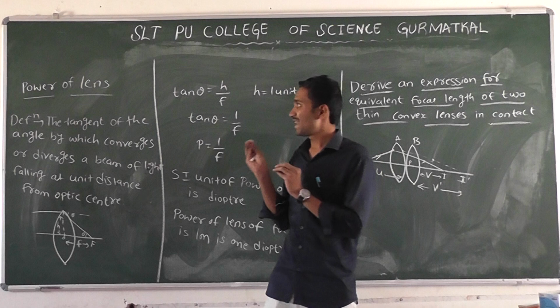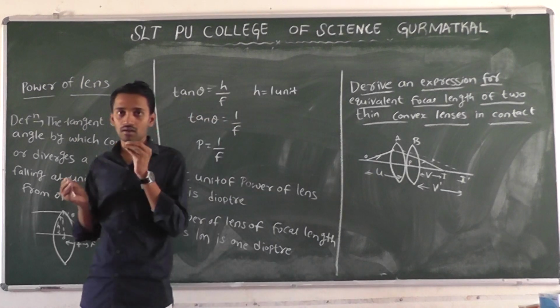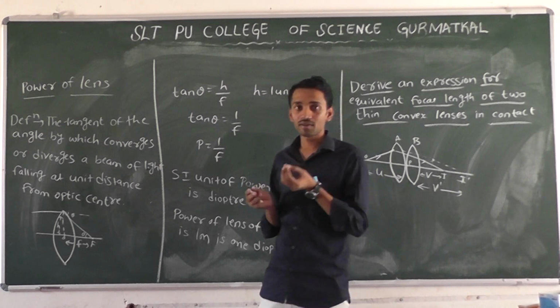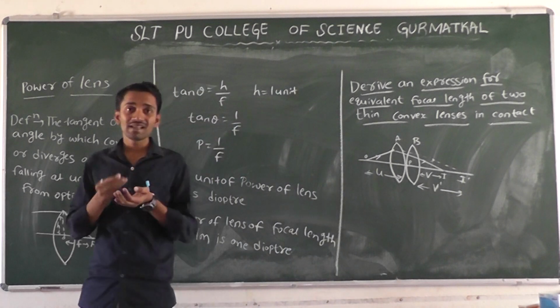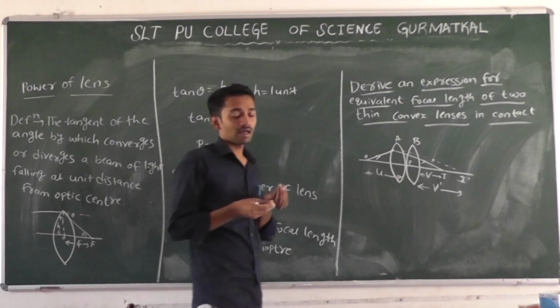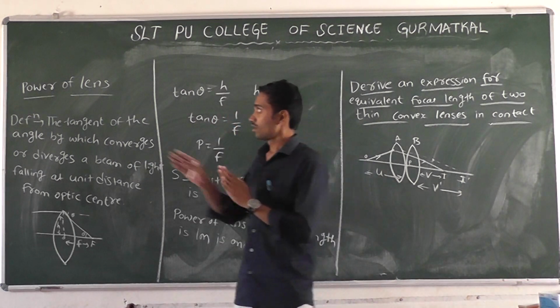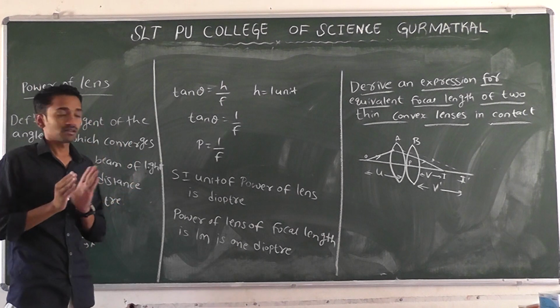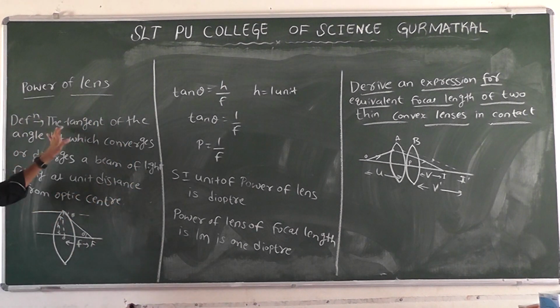Some lenses have very little converging power, and some lenses have more converging power. Some lenses have less diverging power, and some lenses have more diverging power. So according to the definition, the power of a lens is the tangent of the angle by which it converges or diverges a beam of light falling at unit distance from the optic center.